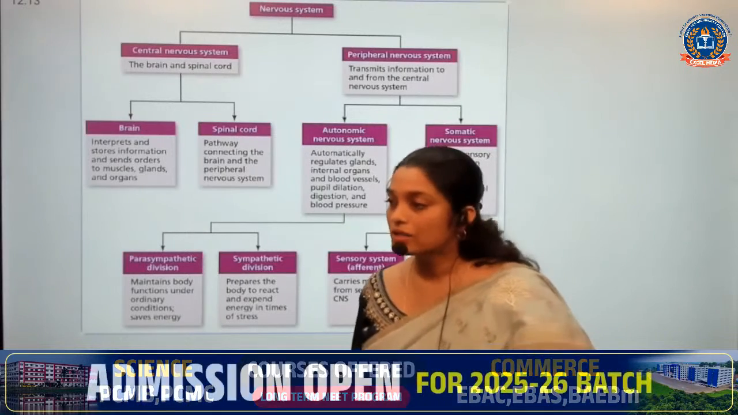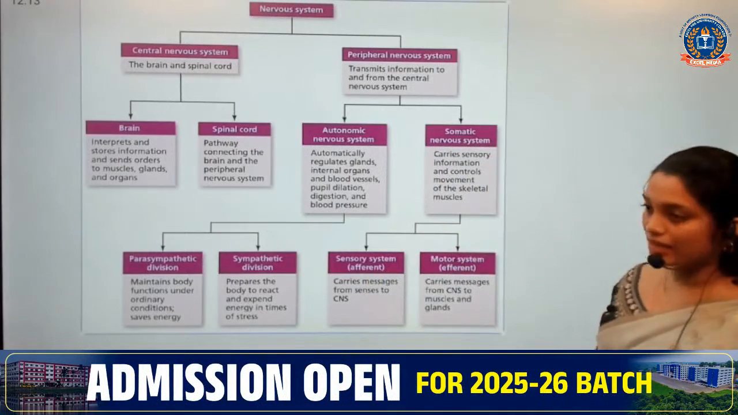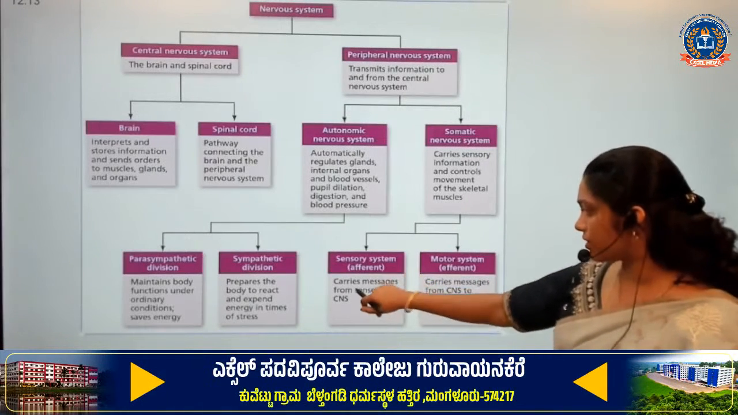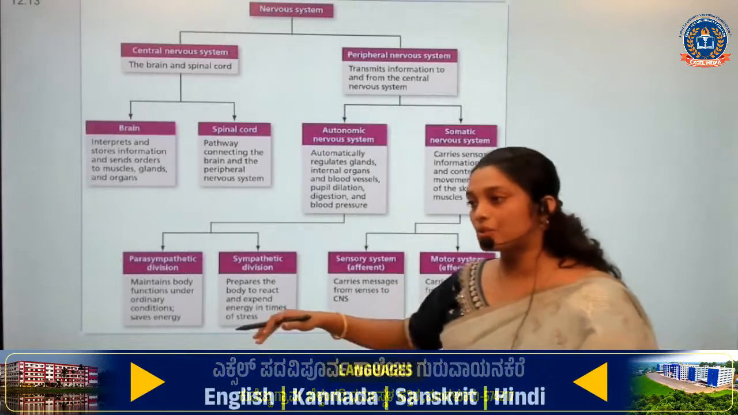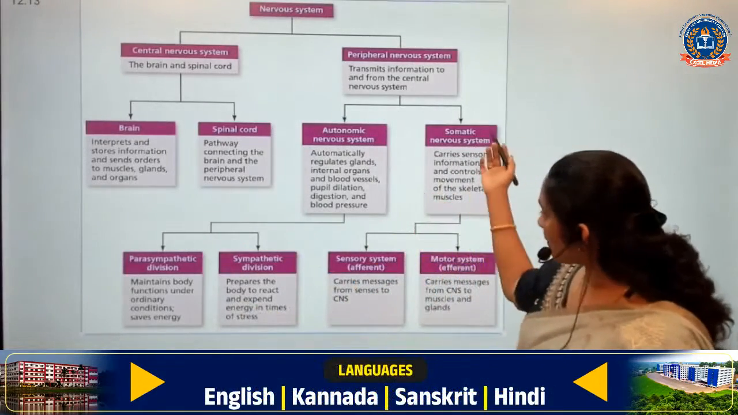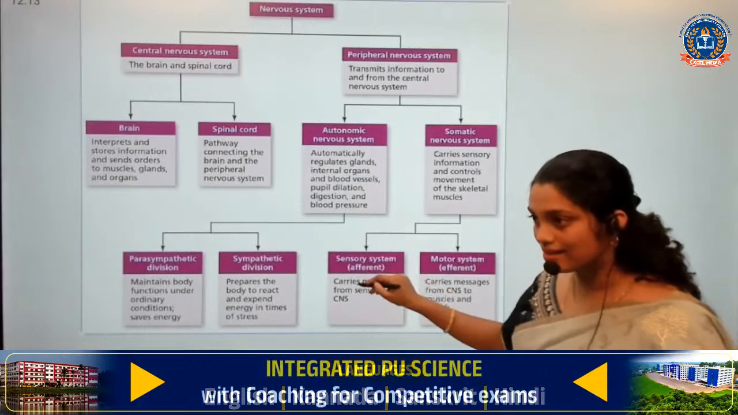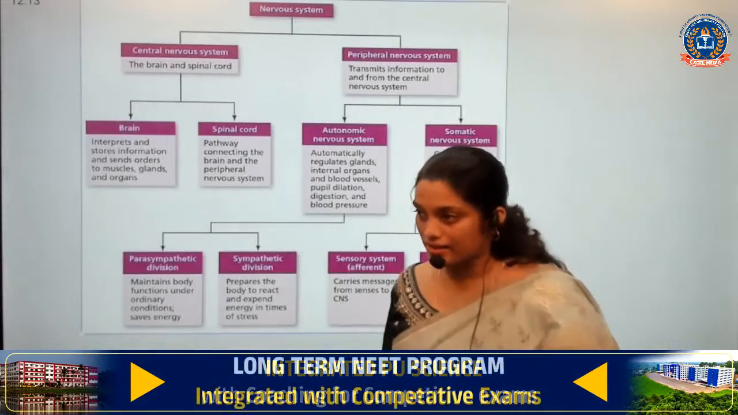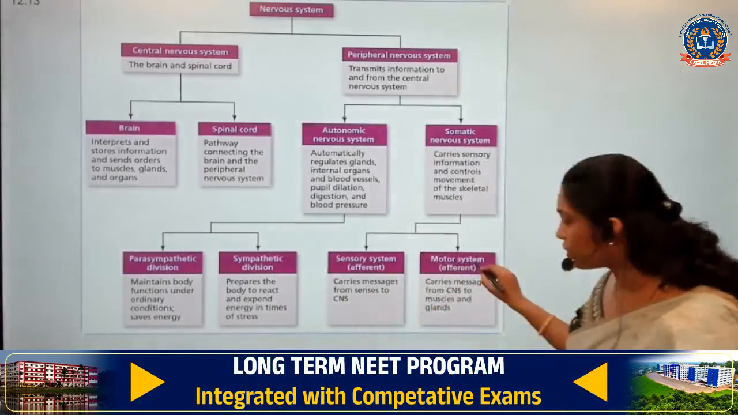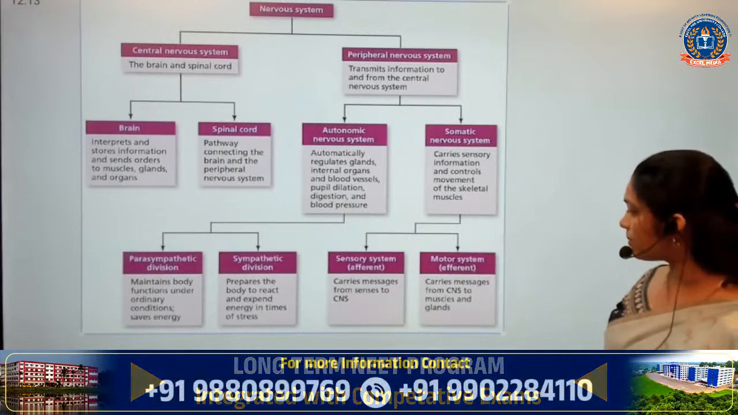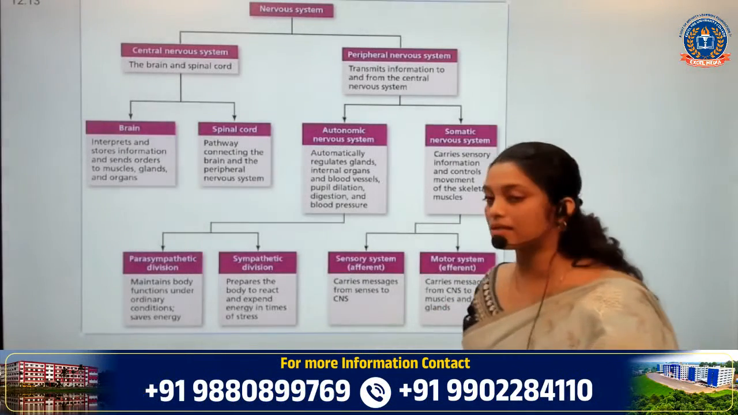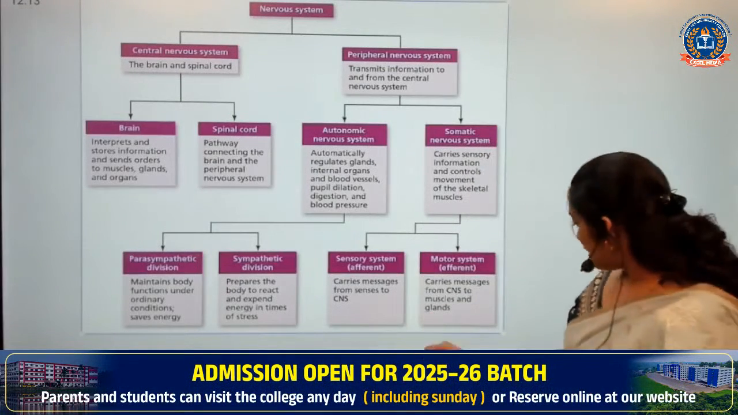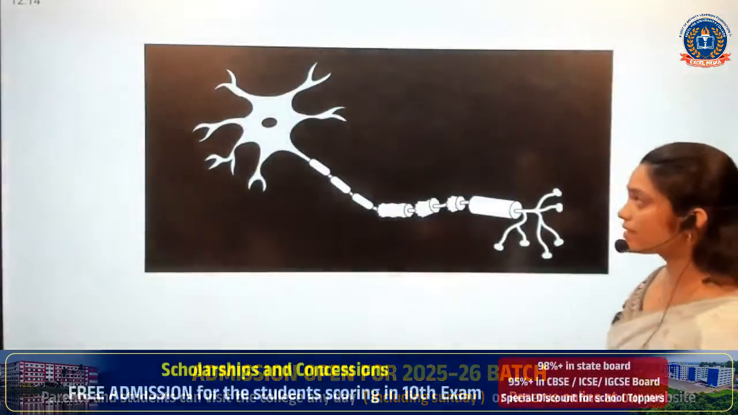Next is the somatic nervous system. In that somatic nervous system we have the sensory system. The sensory system carries messages from the senses to the CNS. Another one is the motor system. The motor system carries messages from the CNS to muscles and glands. So these things we studied in the previous class.